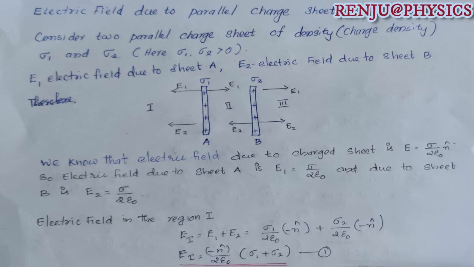The first region, second region, third region. Left side is the first region. Between the sheets we consider the second region, and the right side we consider as the third region.